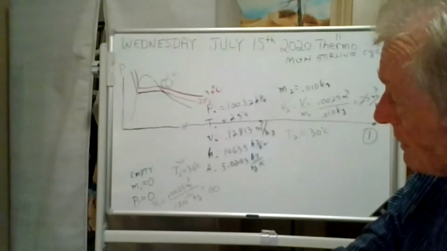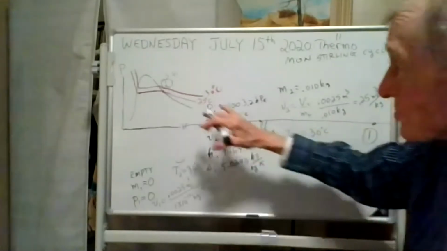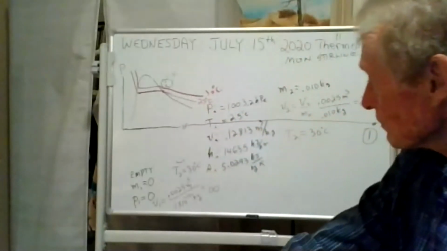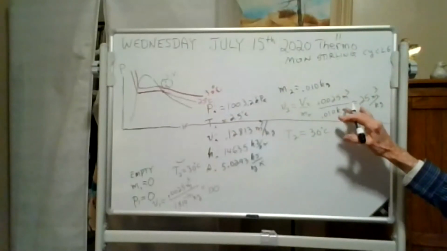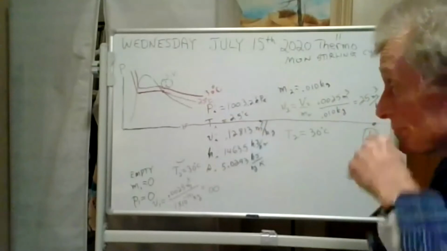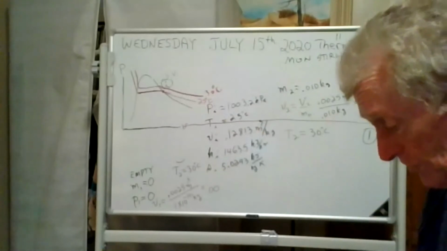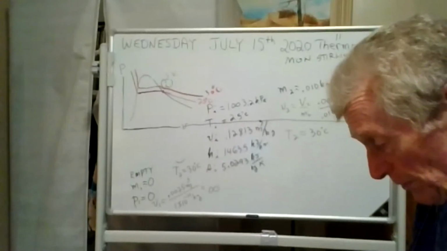But there's state 1, but where is state 2? Well, it's somewhere on this 30-degree line. What else do we know about state 2? Well, we know the specific volume. Tell you what, let's go shopping in the tables and we'll find out exactly where state 2 is. It's going to be in superheated vapor.